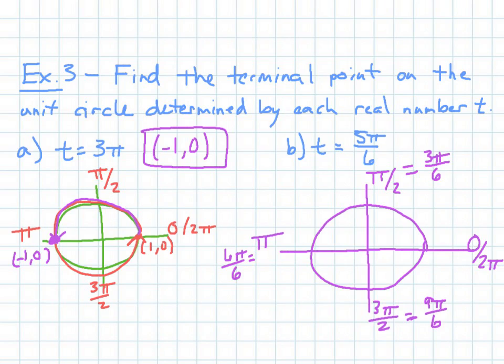Well, 5 pi over 6 is bigger than 3 pi over 6, but smaller than 6 pi over 6. So it must land in the fourth or second quadrant, okay? So now our point, remember that's the same thing as the 30 or the pi over 6 of the first quadrant, so then that must be negative square root of 3 over 2, comma 1 half. So let's write that a little bit bigger. So that would be our terminal point.